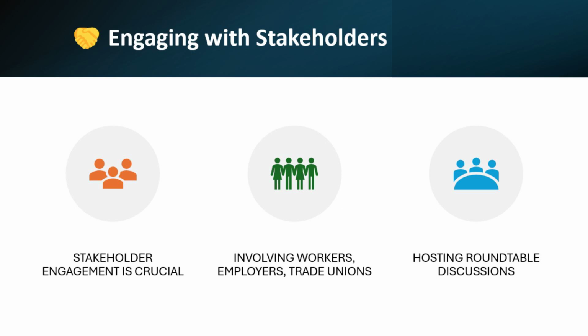Engaging with stakeholders. Stakeholder engagement is crucial for a strategic compliance plan to be successful. This means involving workers, employers, trade unions, and other relevant parties in the planning process. Example: hosting a roundtable discussion with representatives from various construction companies to understand their challenges in meeting safety standards.